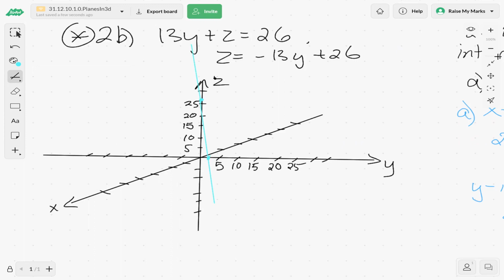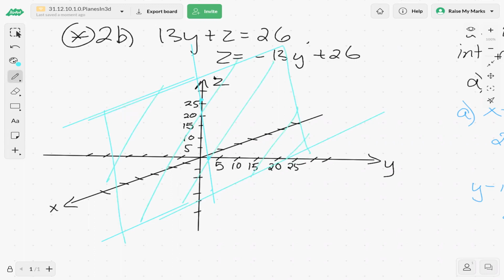Interesting. If you notice, this is a line in the yz plane. There's no x-axis, so this is actually a plane. Let's see if we can draw this. It's at an angle, and parallel to the x-axis. This particular line is z equals negative 3y plus 26. That's a plane parallel to the x-axis.